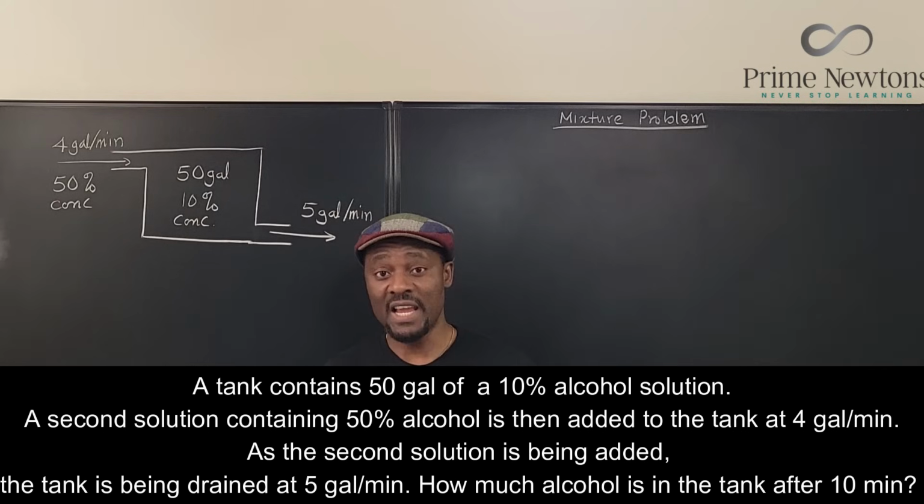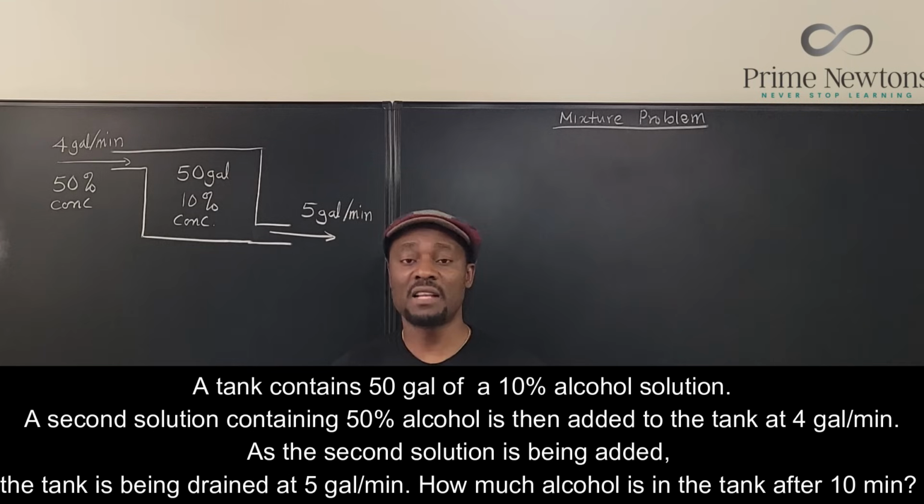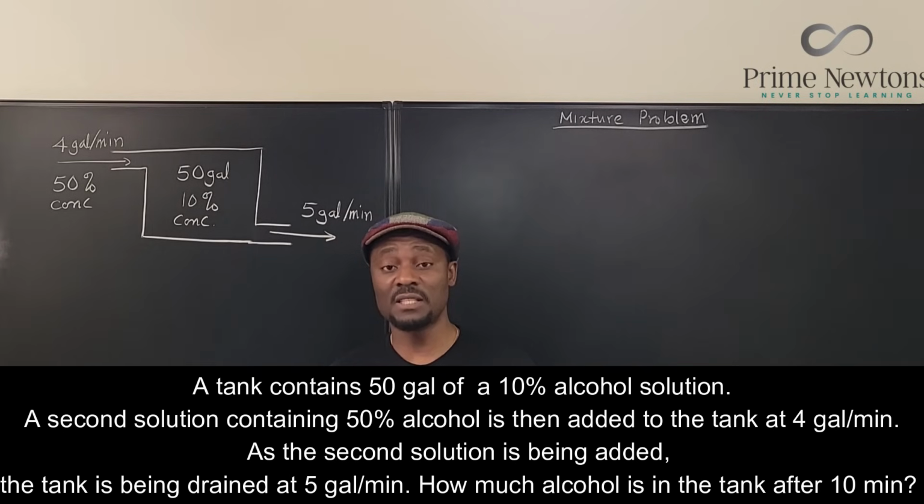A tank contains 50 gallons of a 10% alcohol solution. A second solution containing 50% alcohol is then added to the tank at 4 gallons per minute. As the second solution is being added, the tank is being drained at 5 gallons per minute. How much alcohol is in the tank after 10 minutes?